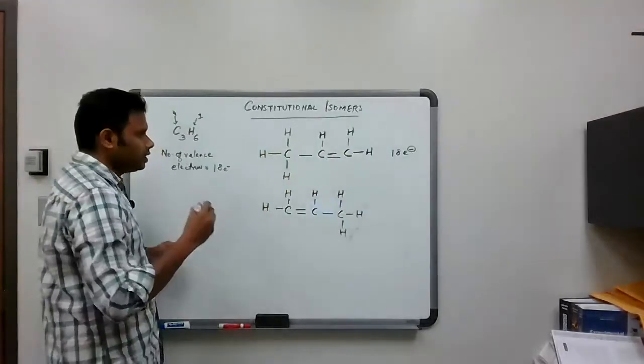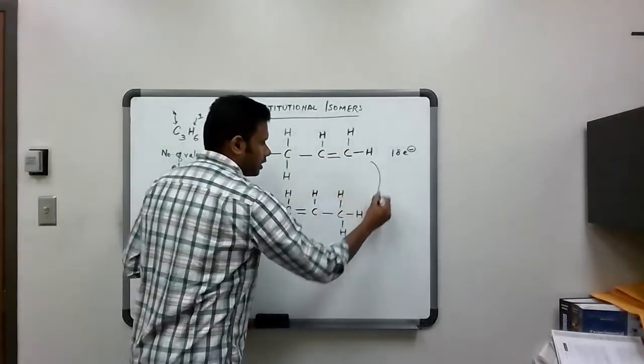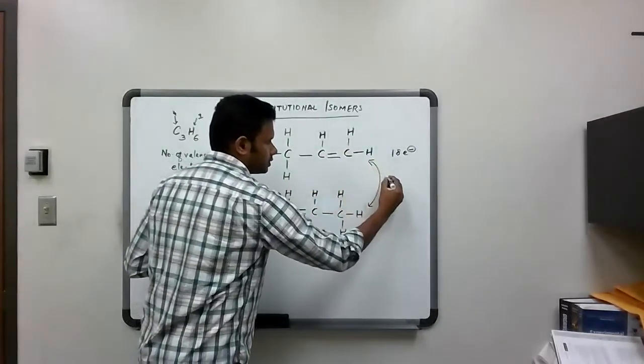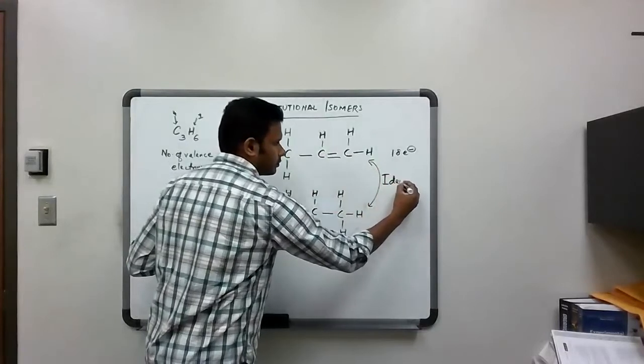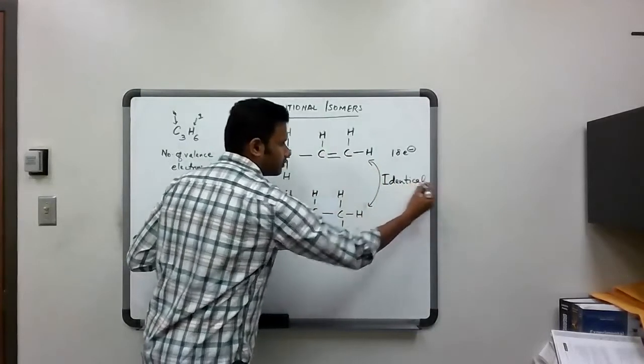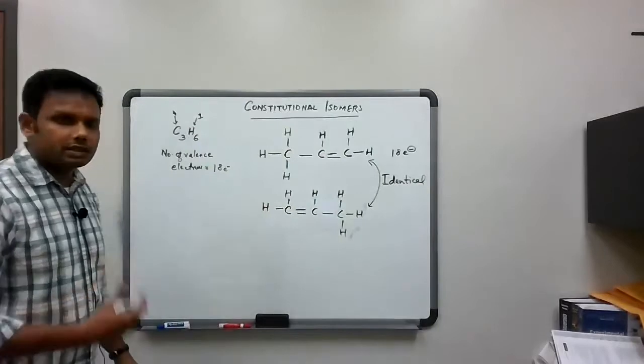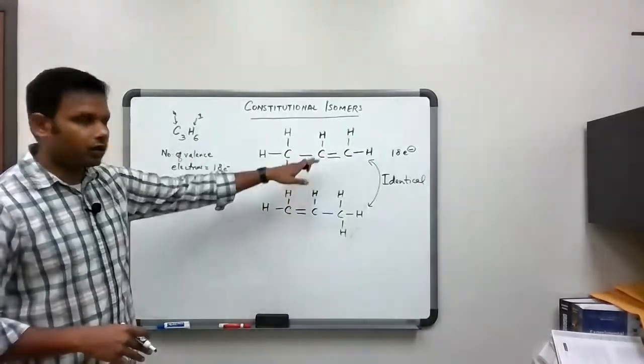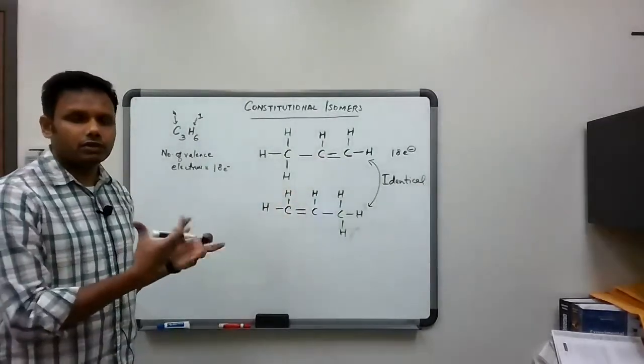So that means these are identical structures. These are the same. They are not different Lewis structures. So whether you draw this or you draw that, you've drawn the same structure.